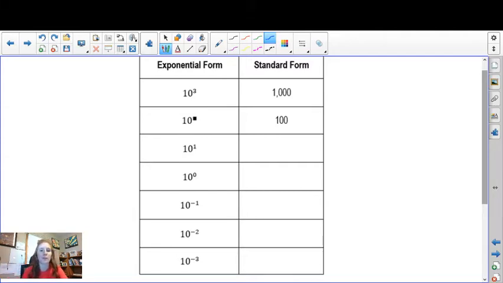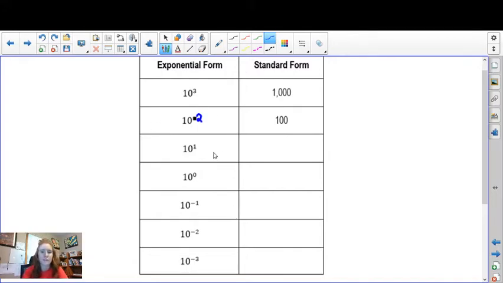So exponential form looks like a base with an exponent. We're used to working with it; we just haven't identified that that's what it's called. Standard form is just a way to see the number. So 1,000, because I know 10 to the third, the 3 means that I put 3 zeros after the 1. And 10 to the something is 100. Well, we just saw that one. That should be a 2. So that little box should be a 2.